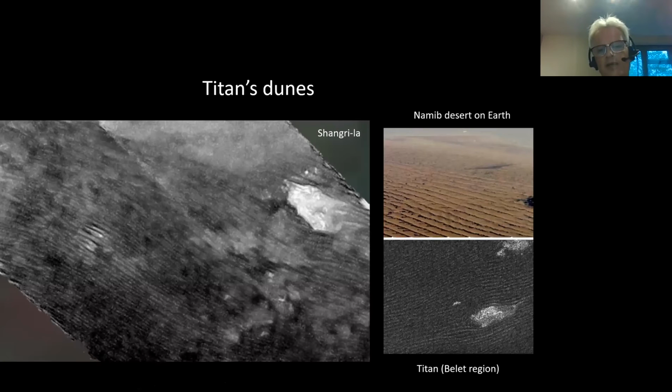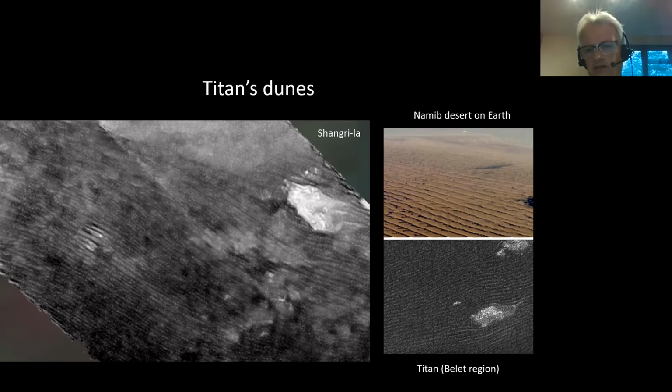So moving on from the lakes, there are other features which remind us of the Earth. What you're seeing here in the main image is an image of dunes in the rather wonderfully named region Shangri-La. And you can see many parallel lines of these dunes. And these dunes encircle the globe. I'll show you a global geological image in a moment.